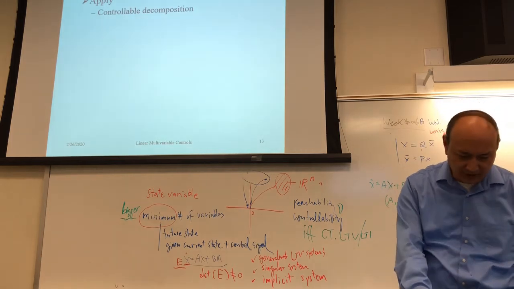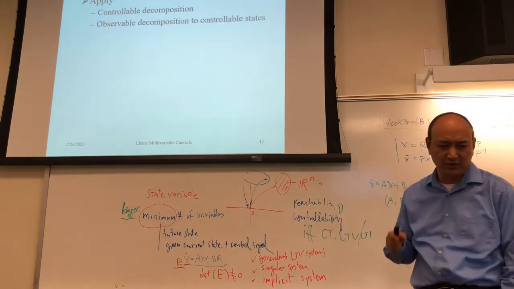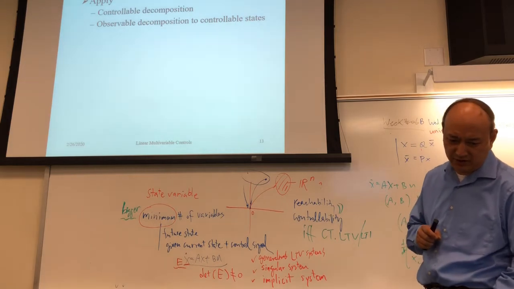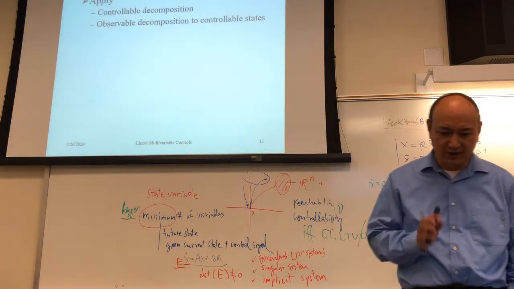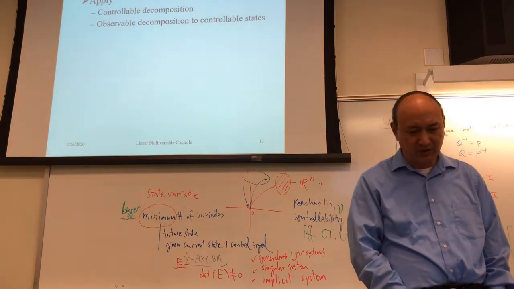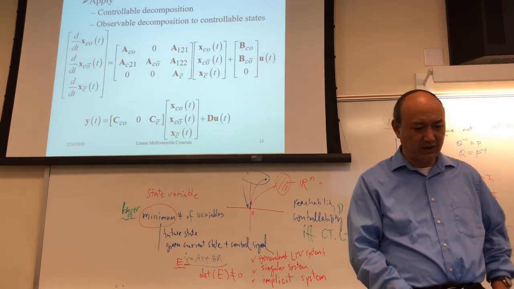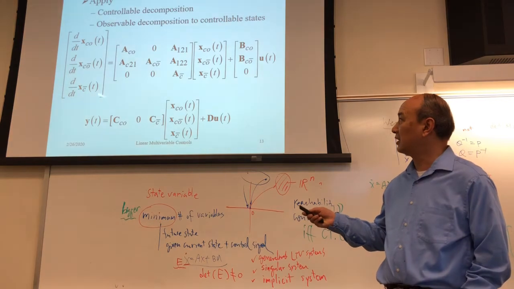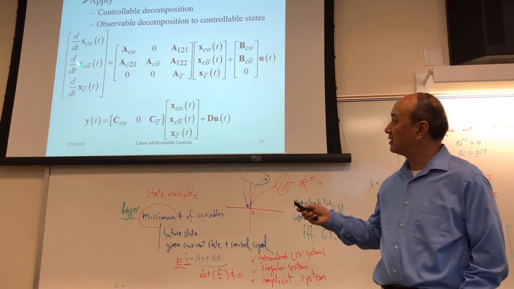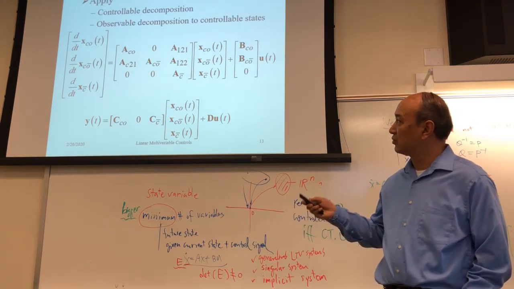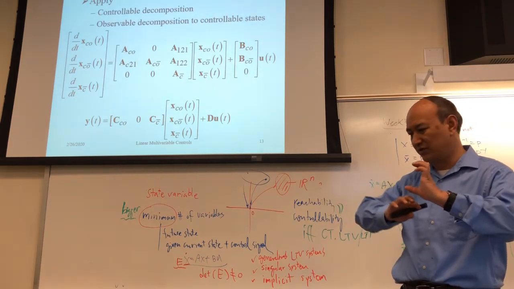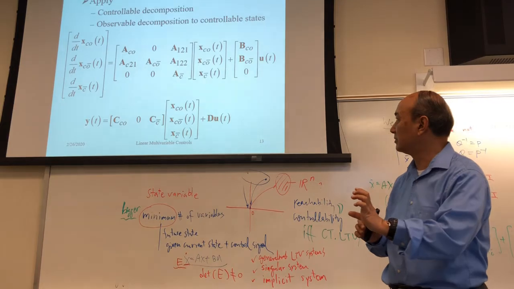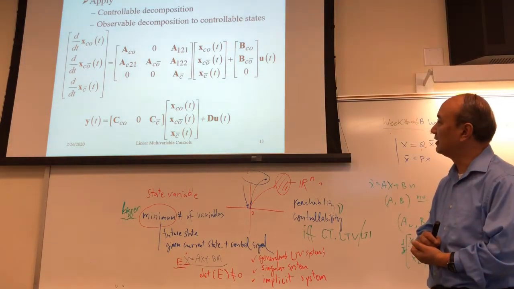So let's start with the controllable decomposition, then we do the observable decomposition on the controllable subspaces. That's the idea. We don't care about XC bar, we don't do anything there. But we do the controllable subspace, then check the observable part and the unobservable part.